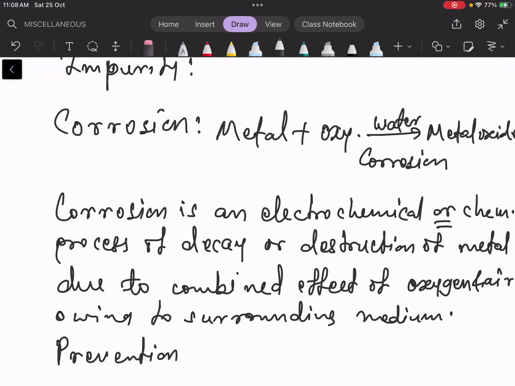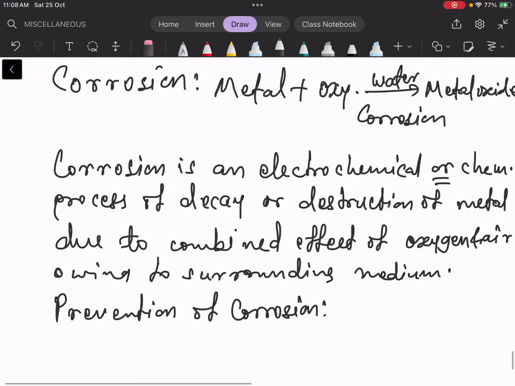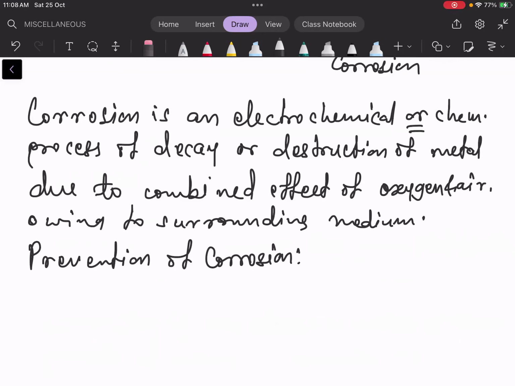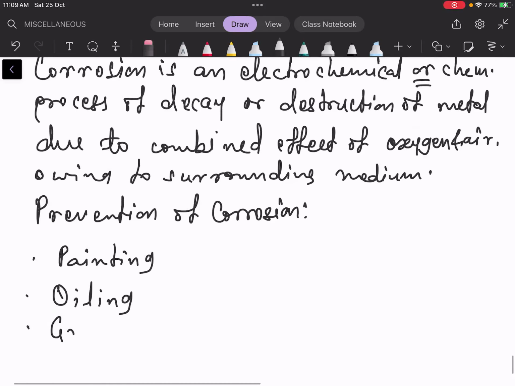Prevention of corrosion. First, by painting, by applying paint on the surface of metal. Second, by oiling. Third, by greasing, by applying grease on metal surface.